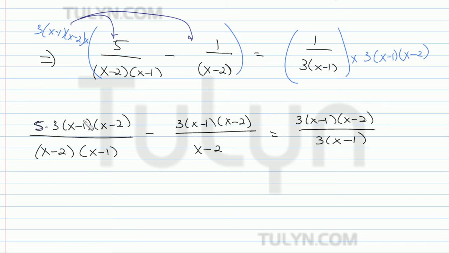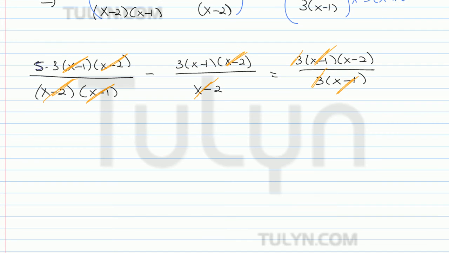So in the first term, there's an x minus 1 on the top and the bottom that we can factor out and cancel, as well as an x minus 2. Here there's an x minus 2, and here there's an x minus 1 and a 3. Let's not forget that 3. So what's left over? Here there's 5 times 3, which is 15, minus 3 times x minus 1, is equal to x minus 2, right?